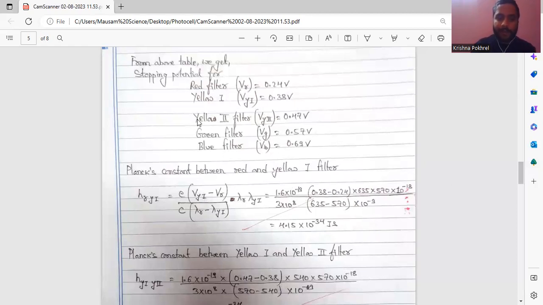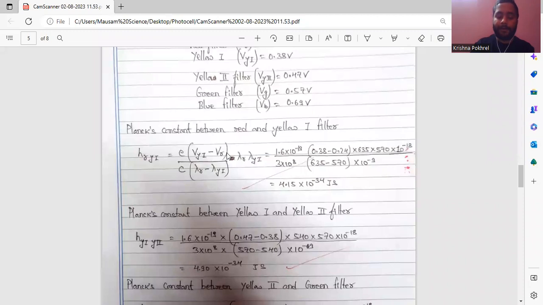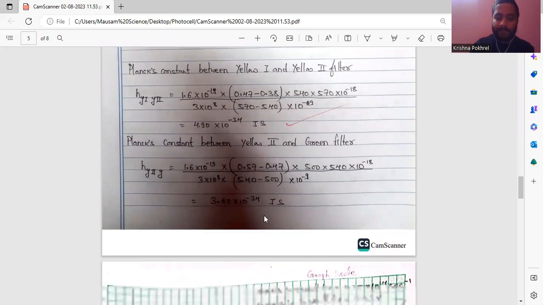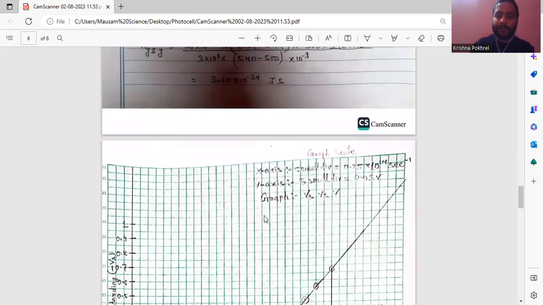Similarly, you will get values for red and yellow one, yellow two, green and blue. You need to change the values for this. If you are using red and yellow one, then it will be Vy1 minus Vr over λr minus λy1. You adjust these values to get the different ones, and you need to analyze the error. Similarly, here yellow one and green filter, you need to get this value. Similarly for others, I haven't kept them here.